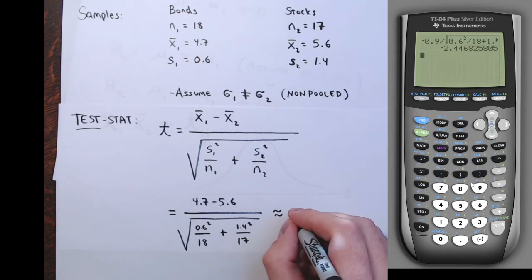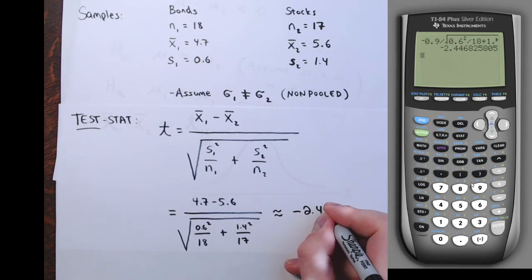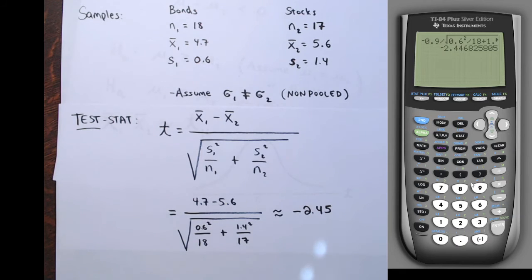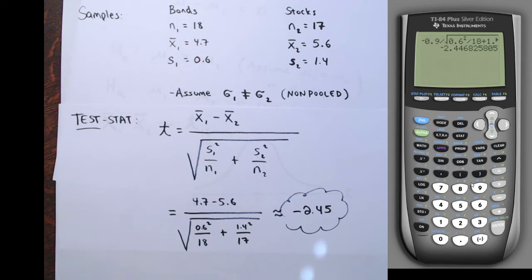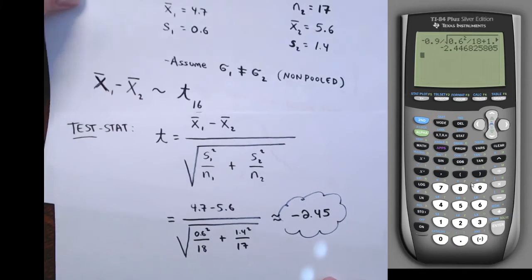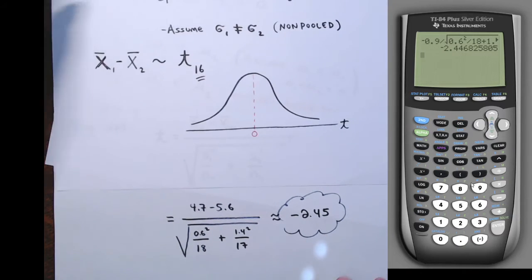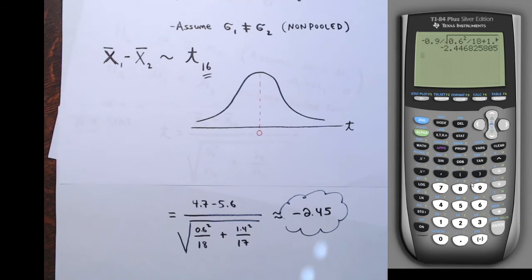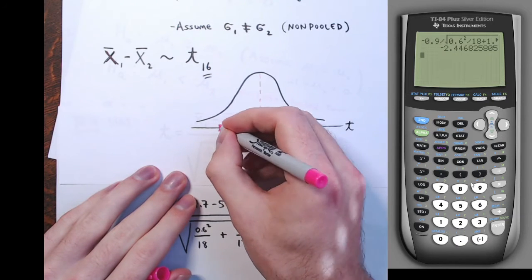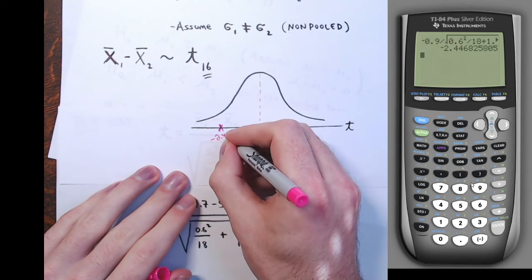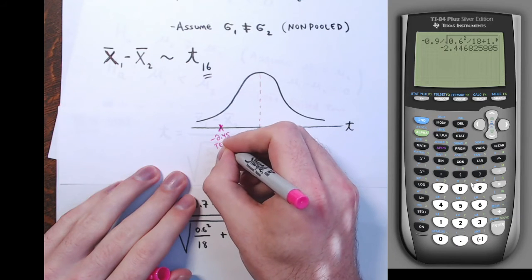And we get, to 2 decimal places, this would round to negative 2.45, right? And I'll put that on my picture of my t distribution. So negative 2.45 is over here somewhere, to the left of 0. All right, there's our test statistic.